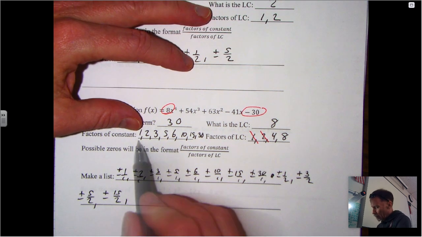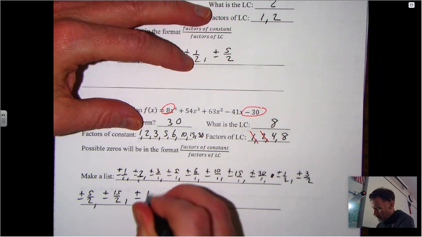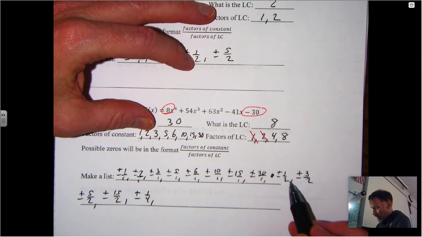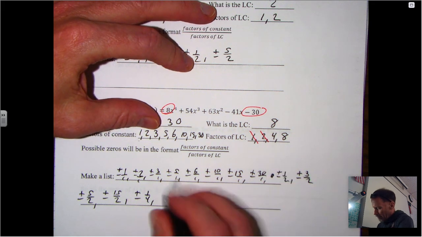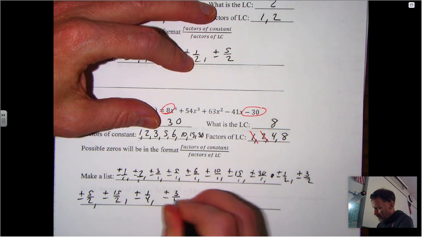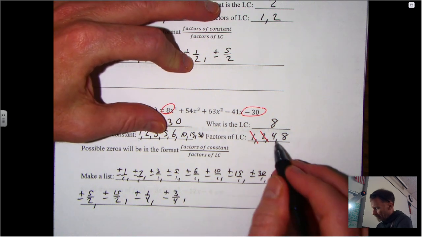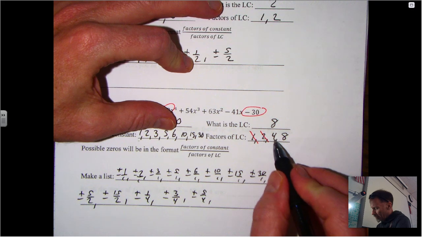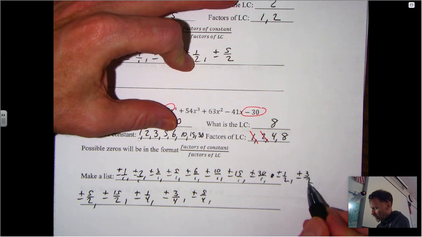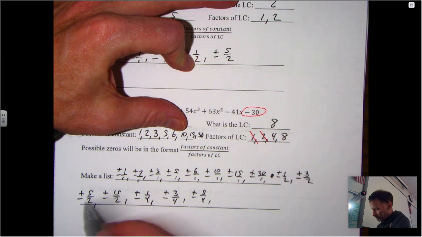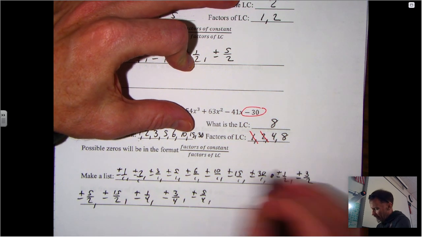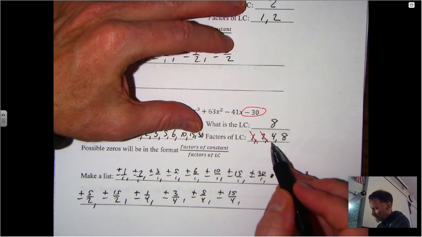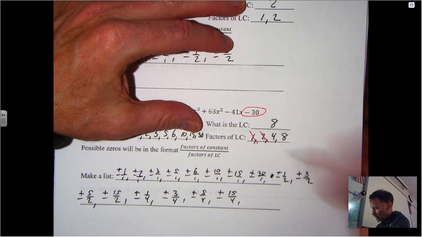Now we go to the 4, so we got 1/4. Definitely need that one. 2 over 4, that's 1/2. I just wrote down 1/2, so I don't need it. 3 over 4. 5 over 4. 6 over 4 is 3 over 2. I have that one too. 10 over 4 is 5 over 2. I got that one too. 15 over 4, need that one. And then 30 over 4 is 15 over 2. Have that one too. So that one's done.